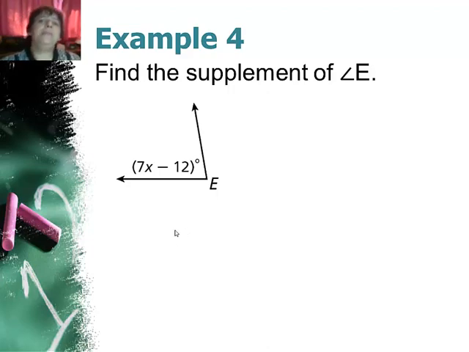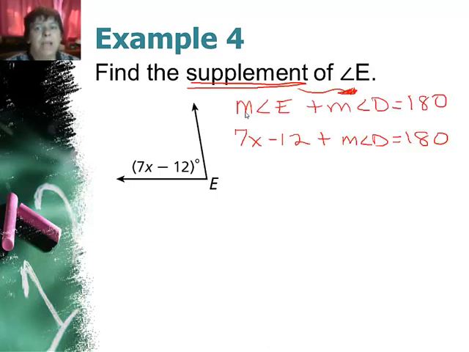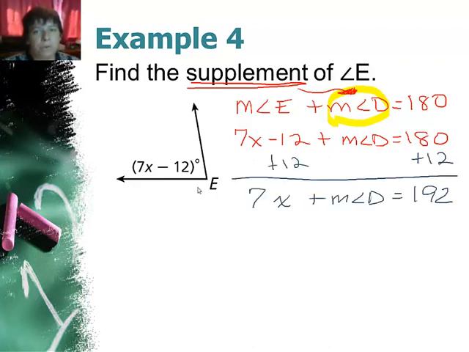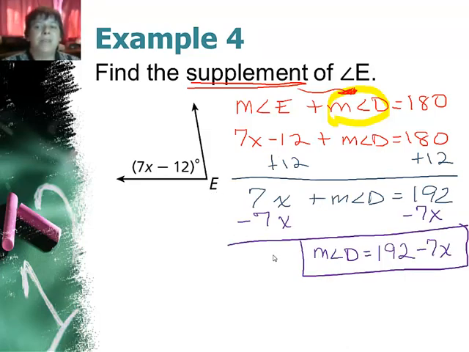Angle 4, find the supplement of angle E. Now I'm going to make up a name for this supplement. I'm going to call it angle D, just to make life a little easier. All right, so measure of angle E plus measure of angle D, that's what I'm actually looking for, equals 180. Now you're probably saying, well, you don't really know the measure of angle E. Well, it's 7x minus 12. So I substitute that in. And I want to get measure of angle D by itself. So first I add 12 to both sides. And then I subtract 7x from both sides. So I get measure of angle D equals 192 minus 7x.